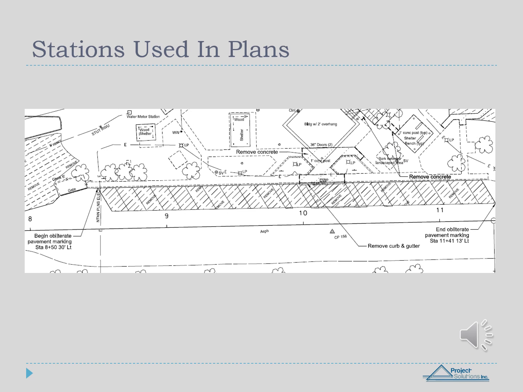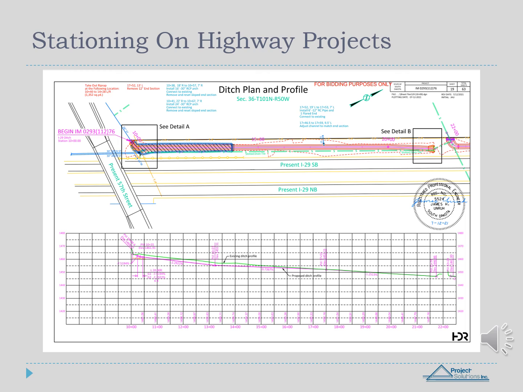This next slide was taken from the same plans we have been reviewing so far. Looking at the pavement, it begins at station 8 plus 50, 30 LT, and ends at station 11 plus 41, 13 LT. This tells us to begin and continue to eliminate pavement marking for 291 feet starting at station 8 plus 50. This is an example of a highway project. We can see that the stations also have an RP next to them. This is called a reference point and in many cases is referring to a mile marker.